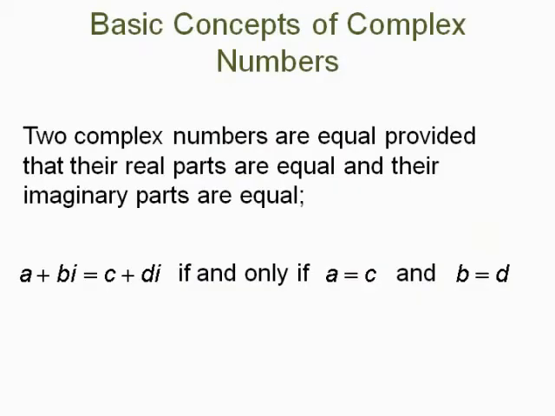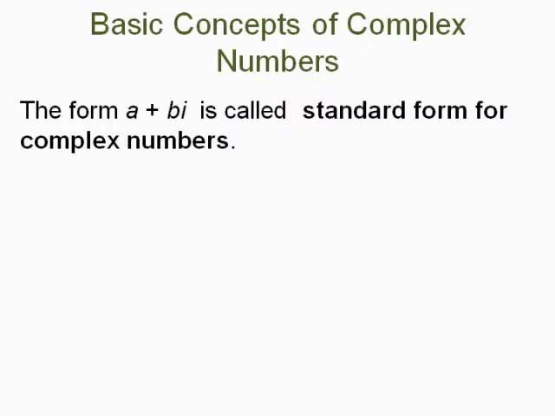All right, continuing. Two complex numbers are equal if both their real and imaginary parts are equal, so this kind of makes sense here. So if you know a and c are the same and b and d are the same, well, then those two complex numbers will be the same in the standard form. And this talks about a plus bi being called standard form for complex numbers.